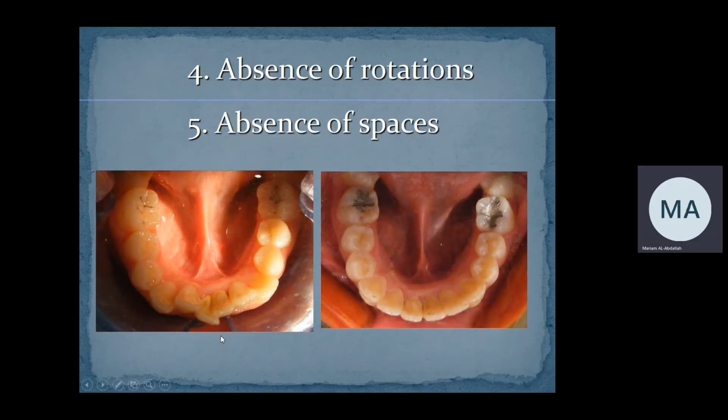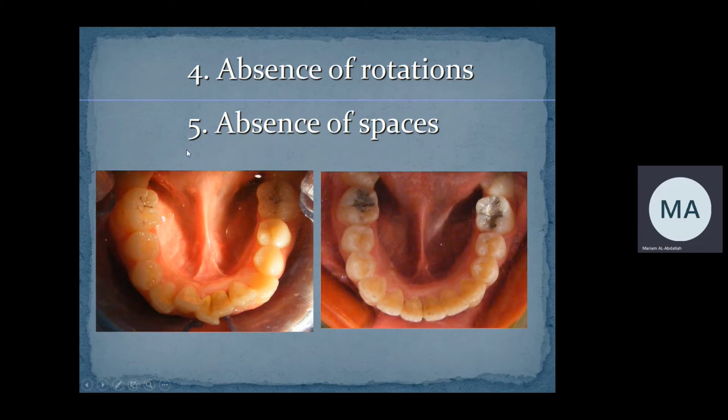Absence of rotations is another key to normal occlusion. Teeth should follow the line of the arch. There should be no rotations like this. For example, the lower right central incisor is mesiolabially rotated. So this is not normal. It should follow the line of the arch.